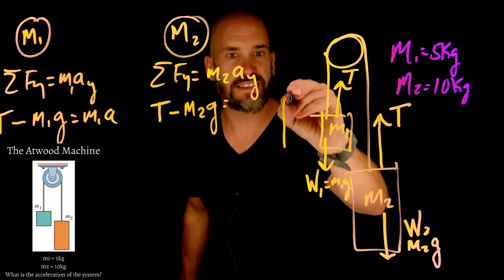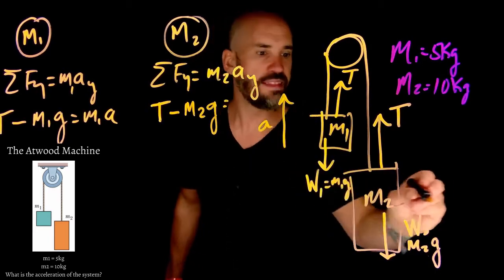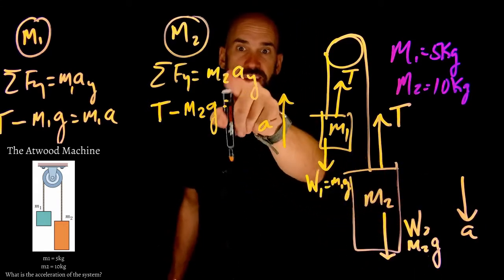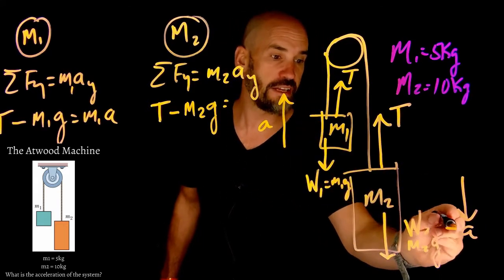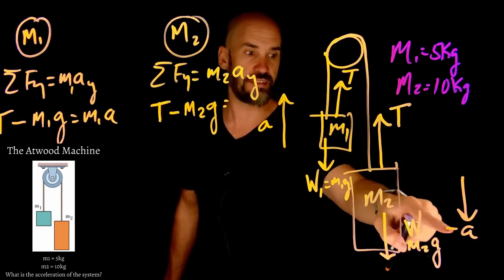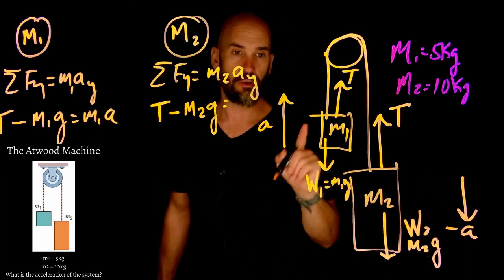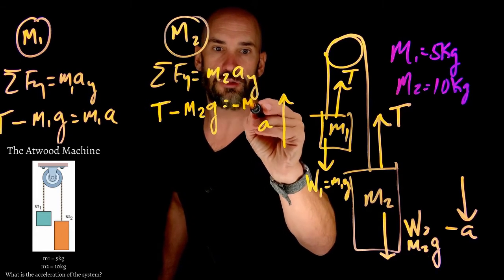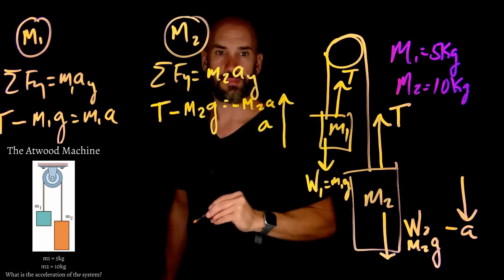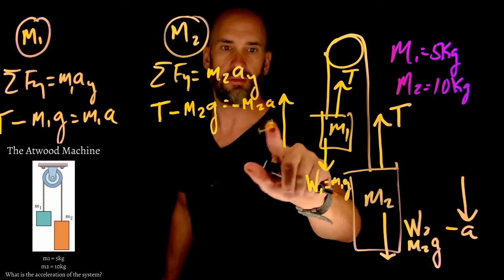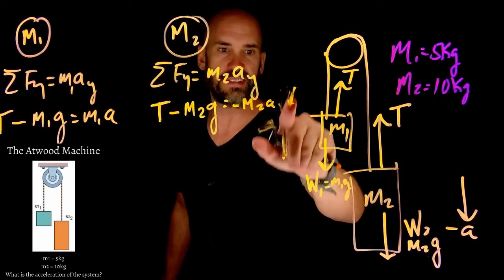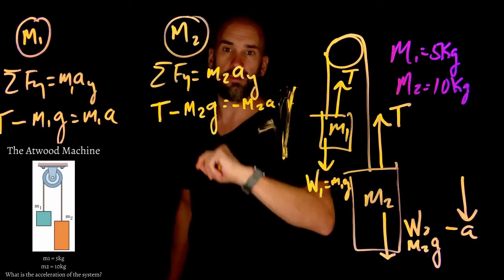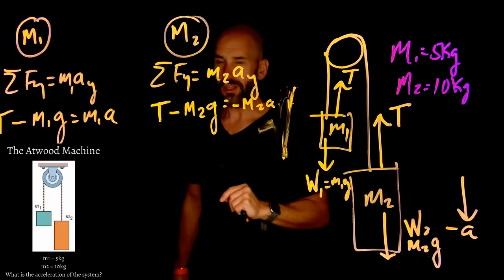This guy is accelerating upwards, and this guy's accelerating down. So I have to be careful here. This M2A is actually negative. I have to denote that this A is going in a different direction in order for this to work. So I am going to put minus M2A over here. So that's key. If this guy is accelerating downwards, I need to make sure I take that into account in my force equation.